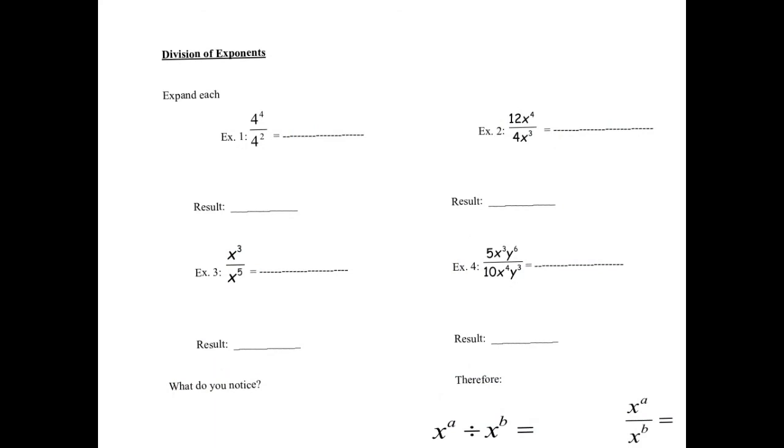We'll now look at division of exponents and the rules that we follow for that. And like always, the first thing we're going to do is look at it when we expand it. So our first example is 4 to the 4th power divided by 4 squared. So we have 4 times 4 times 4 times 4 divided by 4 times 4. Now in order to do this easily, the first thing we need to do is remember how to reduce fractions.